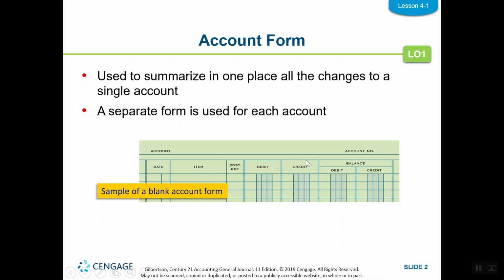Okay, now an accounting form is used to summarize in one place all the changes in a single account. A separate form will be used for each account. So far, we had the accounting equation. We did do some balances in there. The T accounts, we didn't really do a balance. We have to have a place in order to keep track of how much we have in each account or how much we owe somebody, things like that. And that's where this account form comes in.